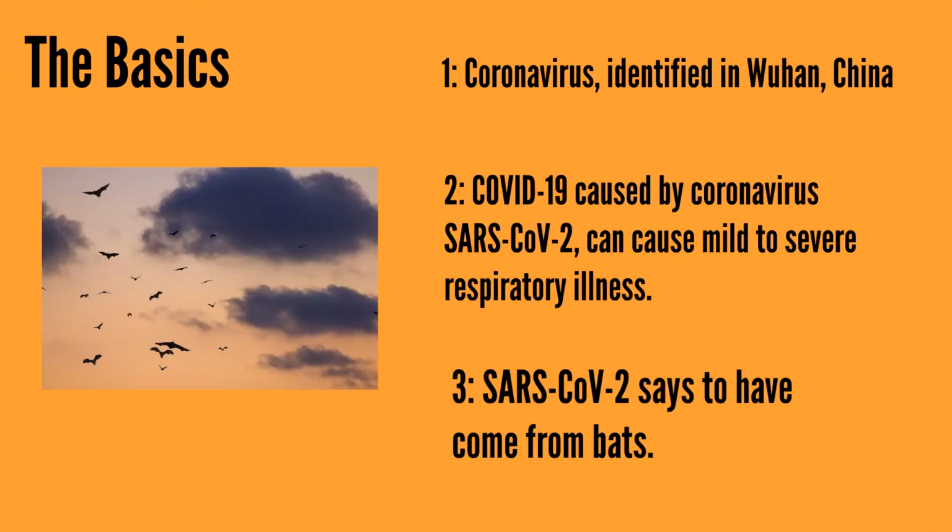Before we get into the basics, it's important to say that because this is a novel coronavirus, meaning it is new, there is a lot that we are still learning about this virus, a lot that still needs to be known. So what's in this topic is the most current information that we do know about COVID-19. What we do know is that this virus was identified in Wuhan, China in 2019.